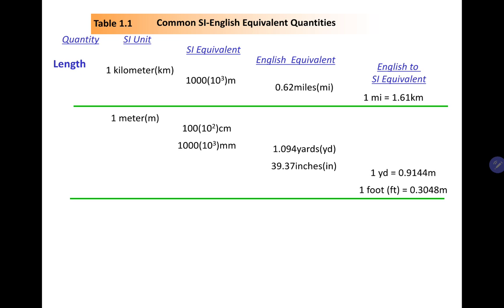So basically the relationship between, let's say, a meter and a yard. A meter and a yard are actually very similar in length. A meter is about 3 inches longer than a yard. And then here I have the relationship between miles and kilometers. These could be helpful to you, especially when you are going between US units and SI units.